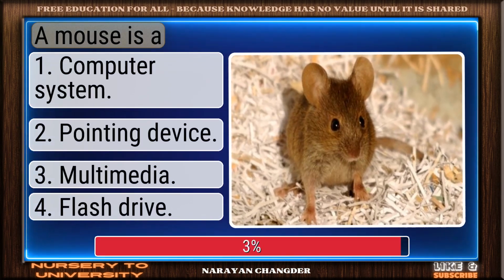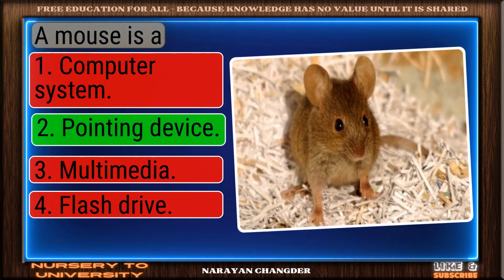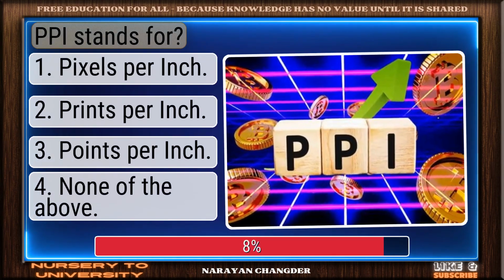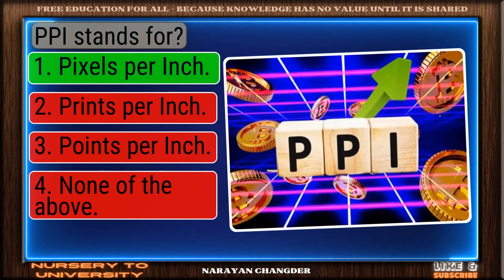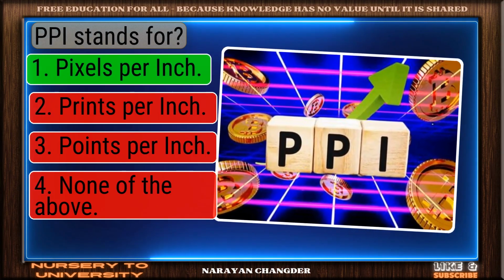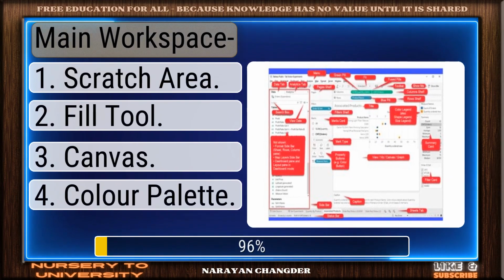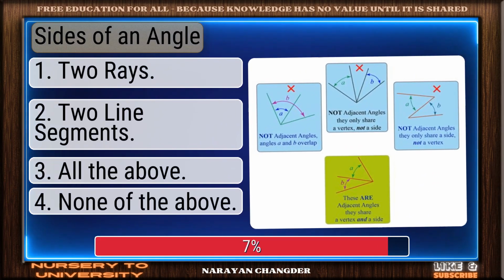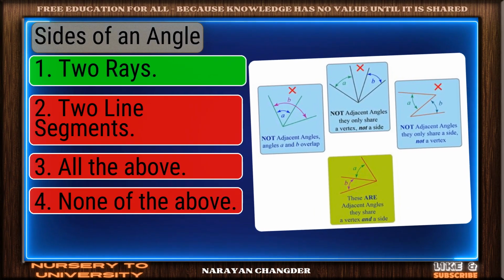A mouse is a. Solid response. Pointing device is valid. PPI stands for. Great job. Pixels per inch is accurate. Main workspace. You chose canvas, correct. Sides of an angle. You got it. 2 rays fits.